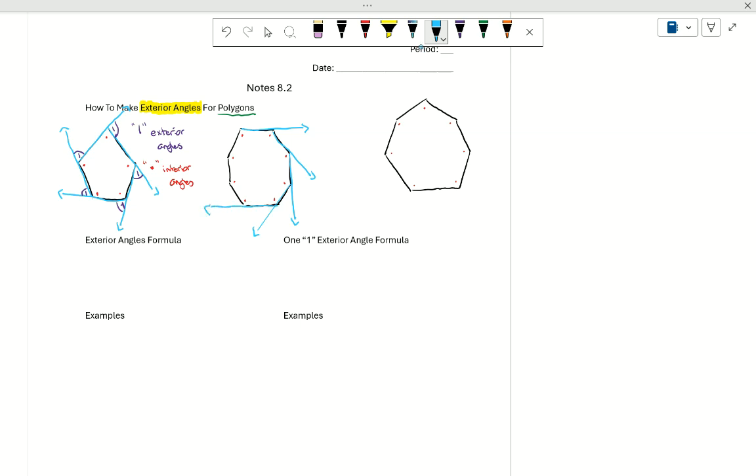Okay, and the cool thing about this is that if we went around the shape in a counterclockwise manner, we would still get all the exterior angles. They would just be on the other side. So now, once again, all of the angles where I put a 1 in, all of those are going to be the exterior angles. So you can see we end up with 8 exterior angles, just like we ended up with 8 interior angles.